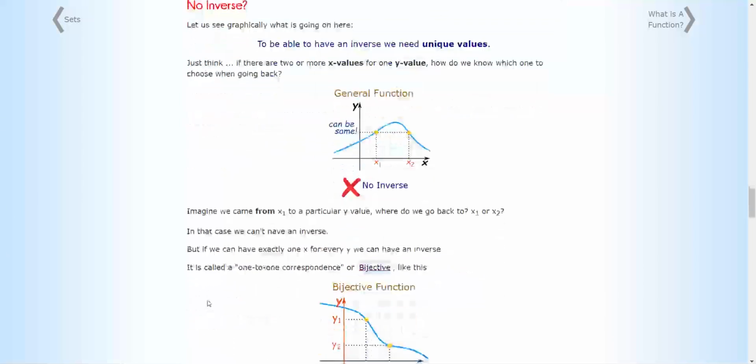But we can have exactly one x for every y. So this is bijective. Bijective is the only thing that could work. Bijectives have inverses. If we can have exactly one x for every y, we can have an inverse. It's called one-to-one correspondence, or bijective, like this.